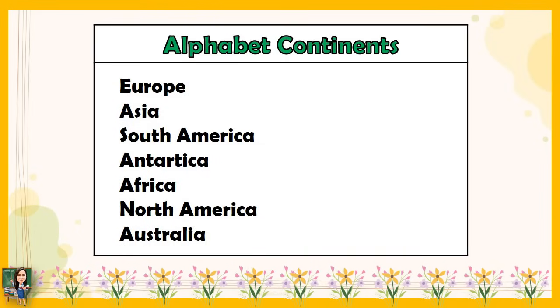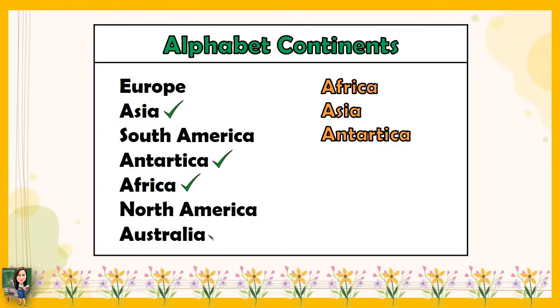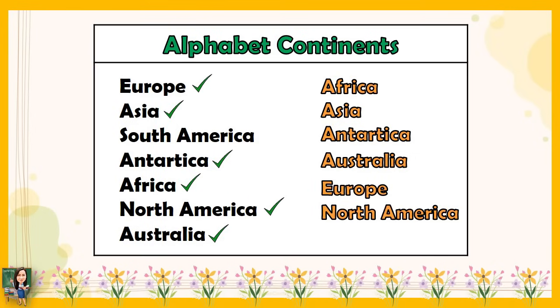In alphabetical order, the first continent is Africa. Next is Asia. Next is Antarctica. Next is Australia. Next is Europe. Next is North America. And lastly, South America.